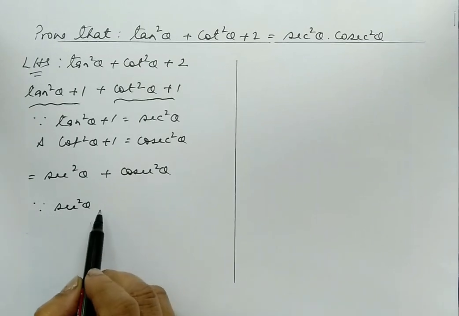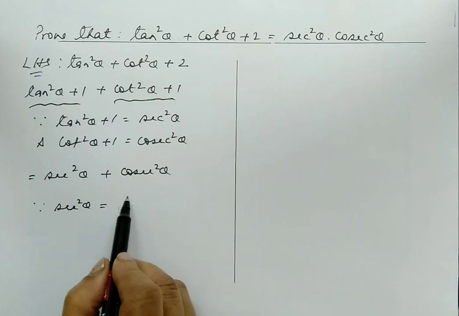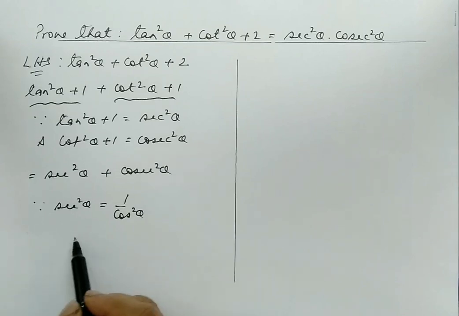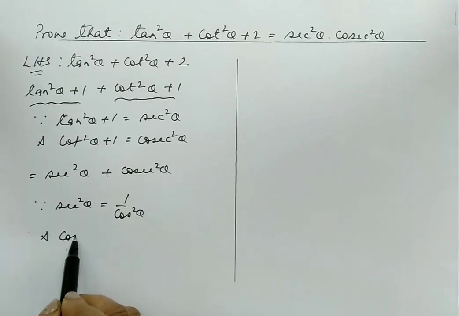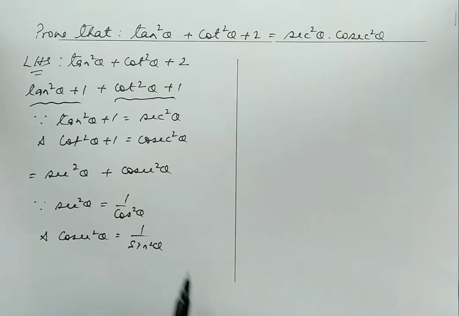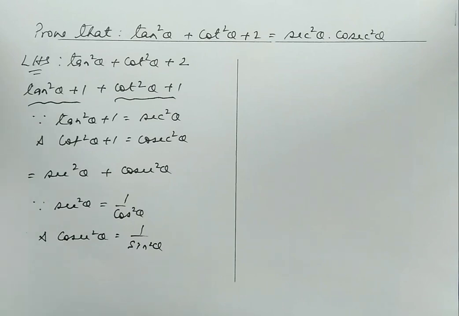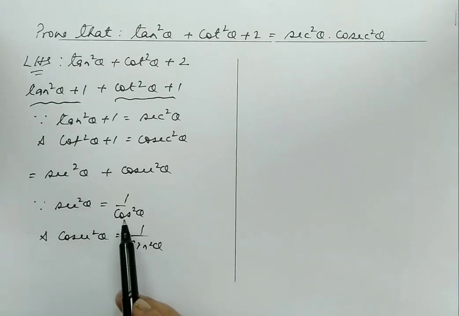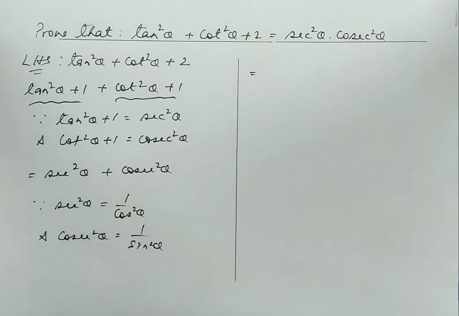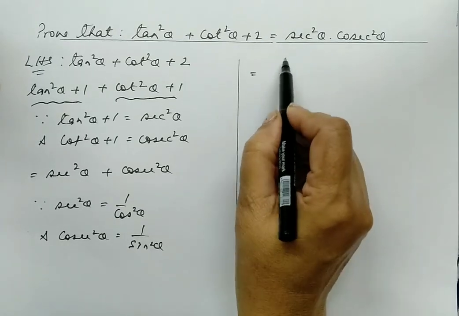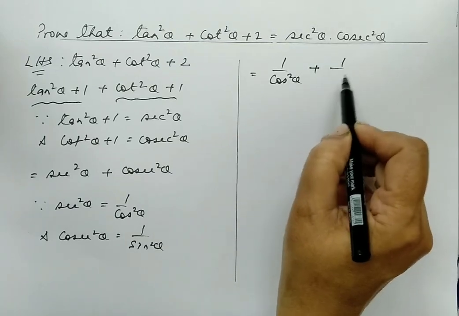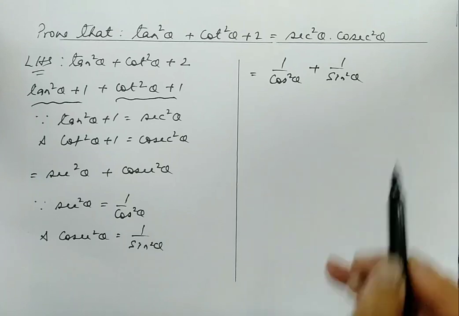Now, we also know that sec square theta is equal to 1 by cos square theta, whereas cosec square theta equals 1 by sine square theta, isn't it? So, can we not write for this, this, and for this, this? Okay, so let's do it. All right. So, we can write 1 by cos square theta plus 1 upon sine square theta.